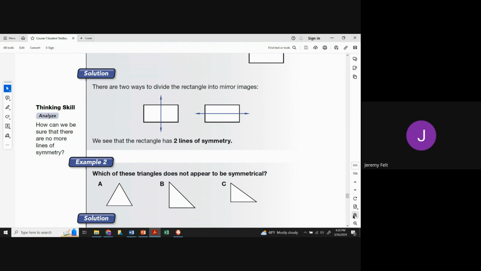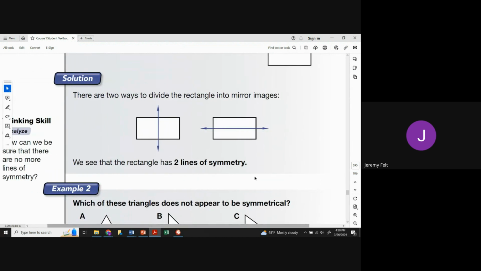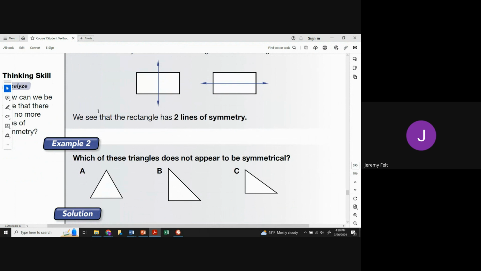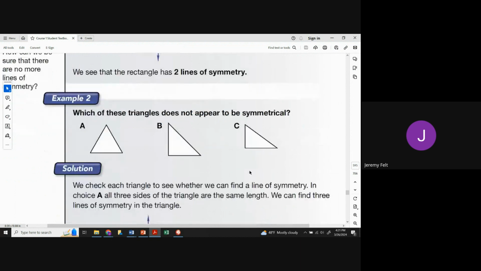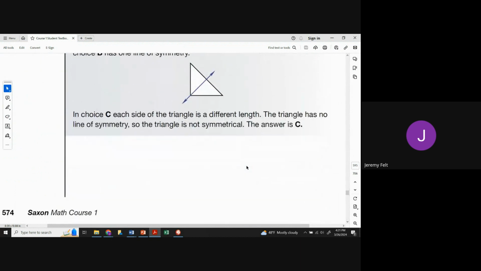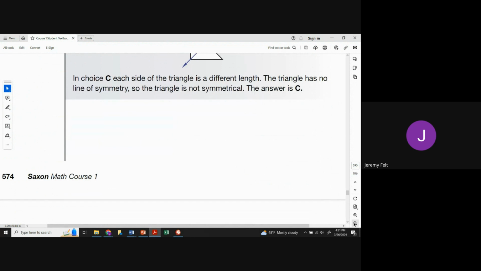Which of these triangles does not appear to be symmetrical? Well, I think we could draw a line through there and it'd be symmetrical. Probably even this one looks equilateral, so it actually has 3 lines of symmetry. This one, yeah, I think we could draw through what looks like a right angle down here and divide it in half. This one for C looks like this side and this side are different lengths. So if we cut it through there, we'd cut it into 2 shapes, but they would not be congruent and they wouldn't be mirror images. So C is the one that looks like it is not symmetrical, and it's not.